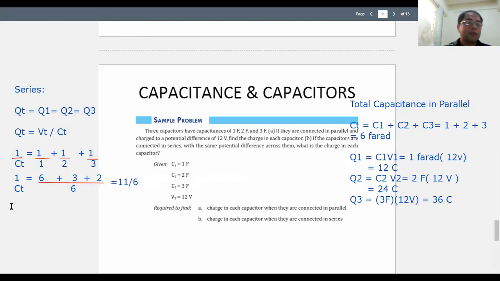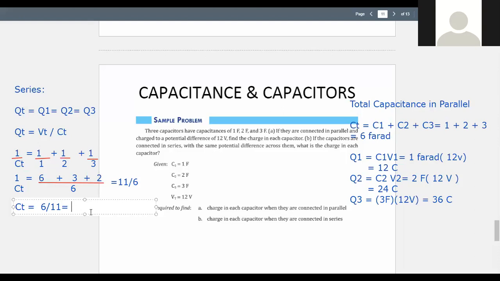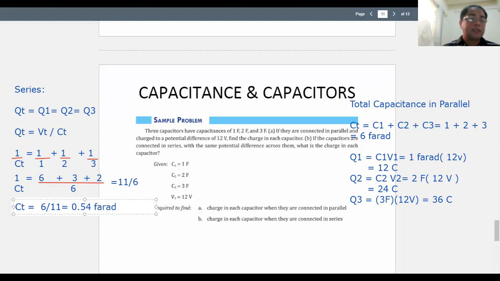For C total, you have to reverse 11 over 6 by dividing 6 by 11. How much is 6 divided by 11? Our answer is 0.54. This is in farad, still in farad. Now, this is your value of the capacitance.